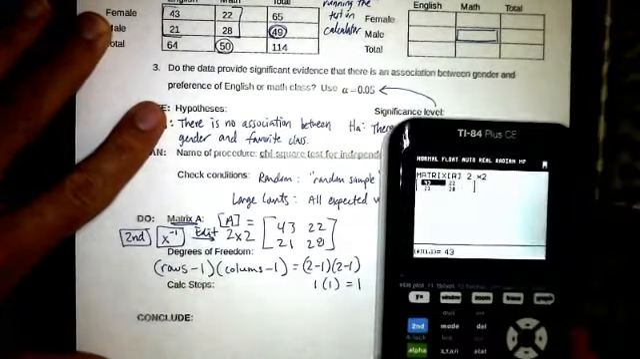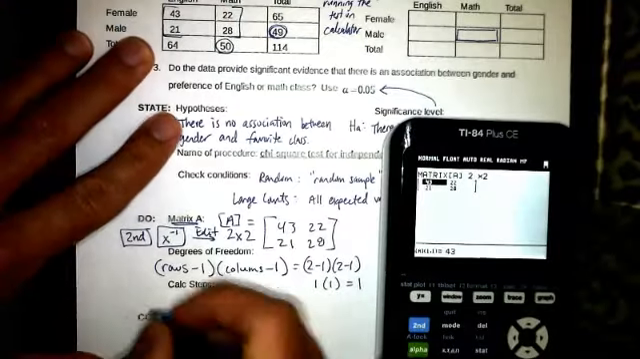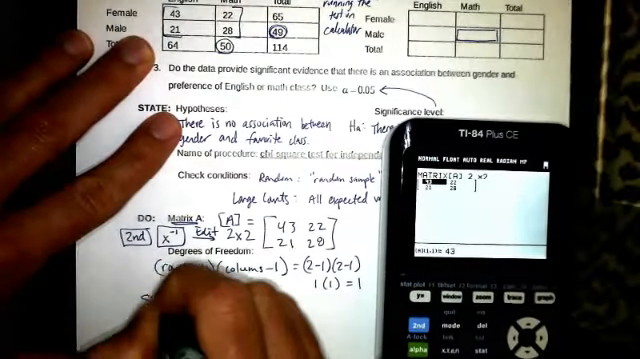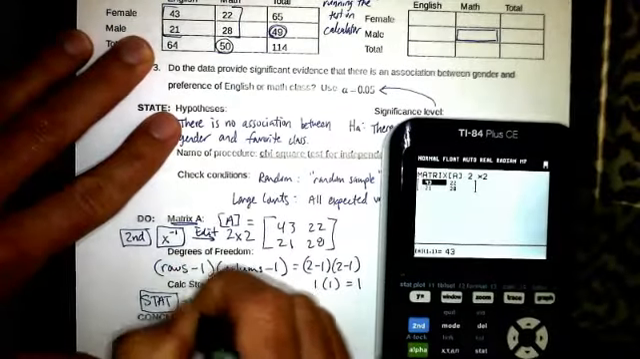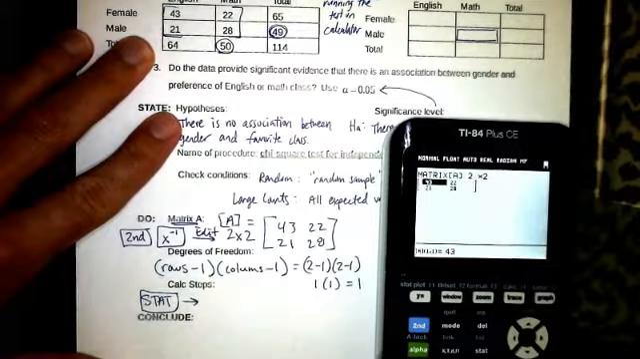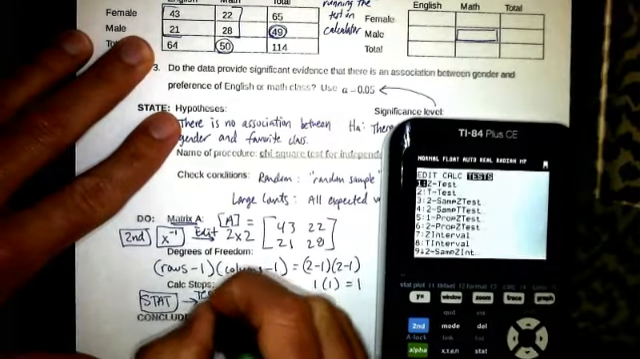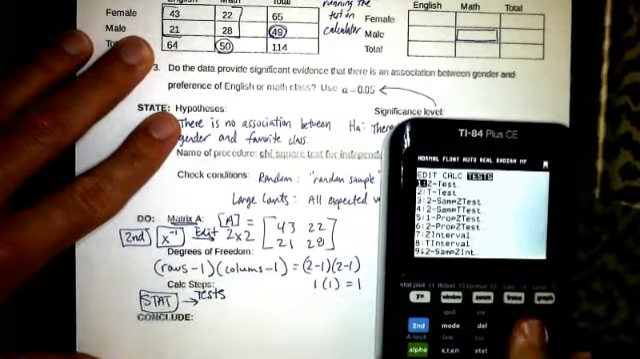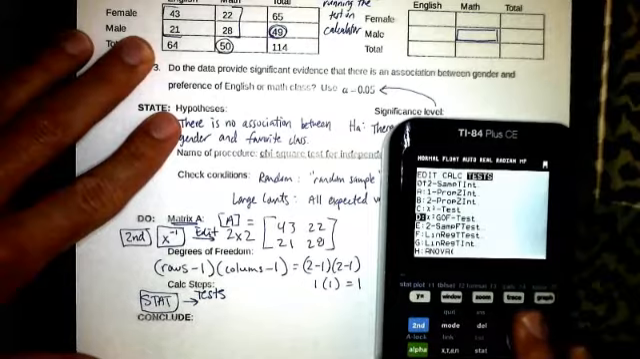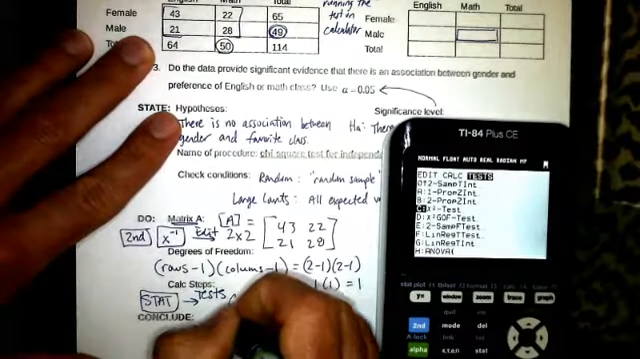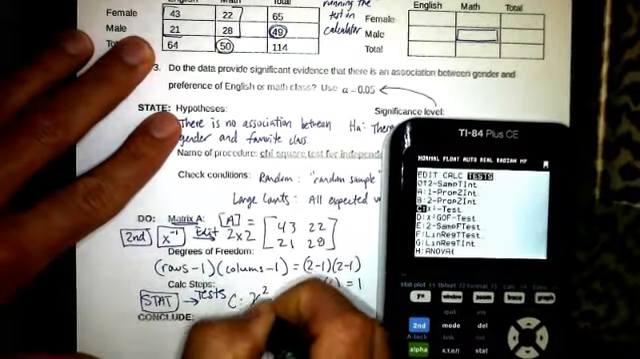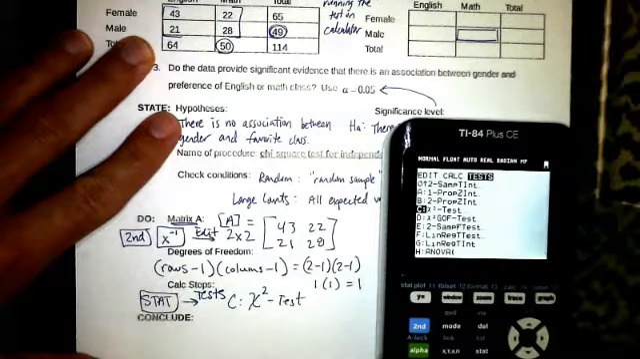We want to actually run our test now. So we're going to go to stat, over to tests. And we are looking for the chi-squared. I recommend going up. And so we want C, chi-squared test.